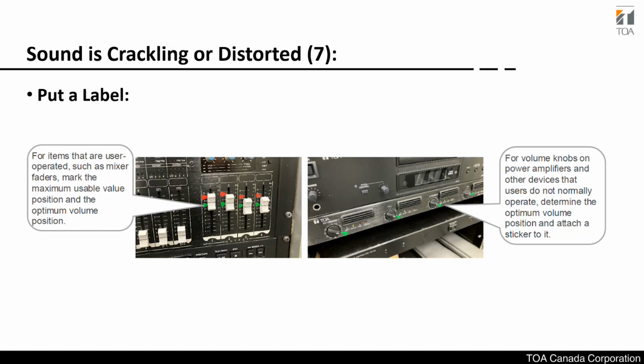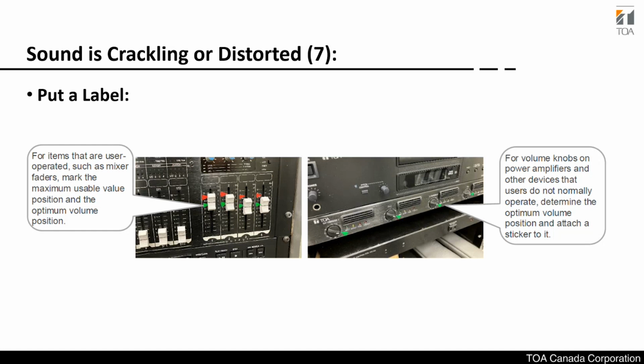So after you've done all the gain structure, the logic is you start from the beginning. You start from the mic side, the input side, and then you adjust the fader of the output, and then lastly you adjust the amplifier level.